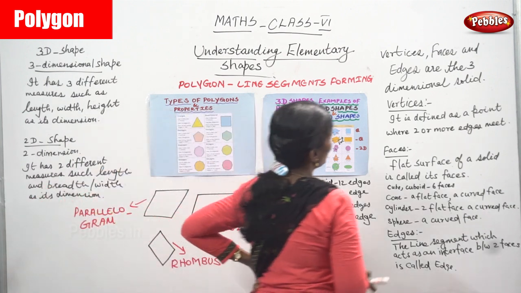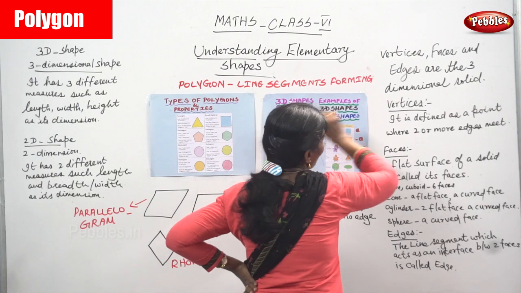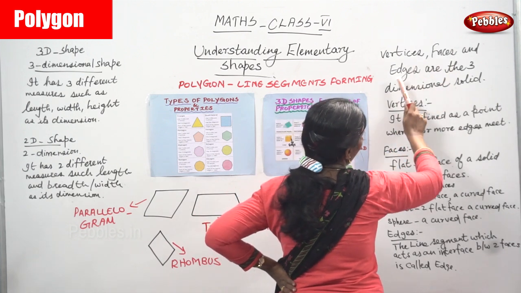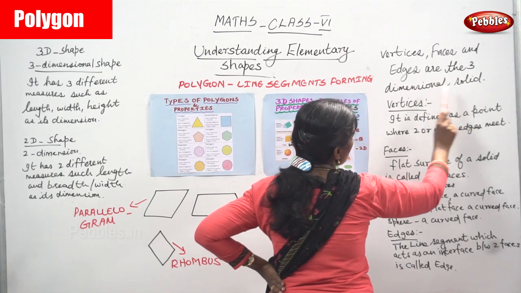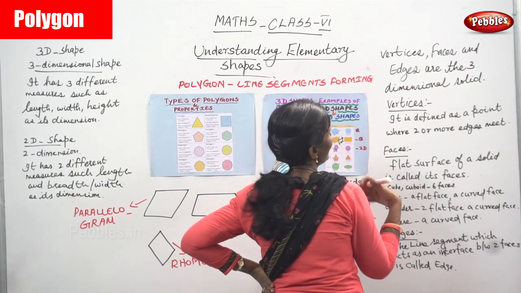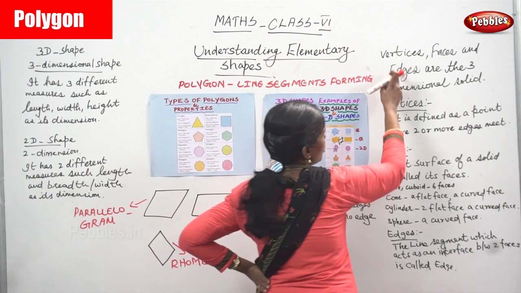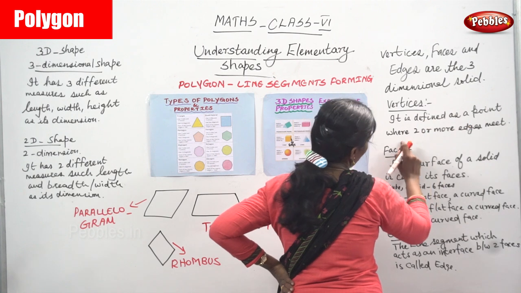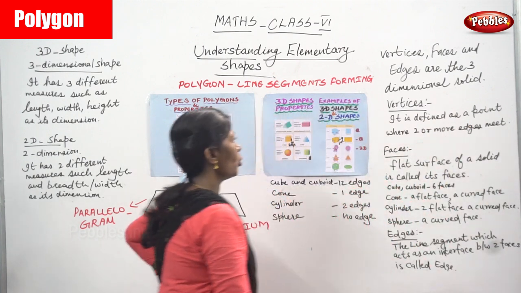Vertex is nothing but, I tell you very clearly, these terms are very important for the polygons. Vertices, faces and edges are used for the 3-dimensional solid. So while you go for the 3-dimensional solid, we have to use these terms: vertices, faces and edges. Vertices is defined as a point where 2 or more edges meet.